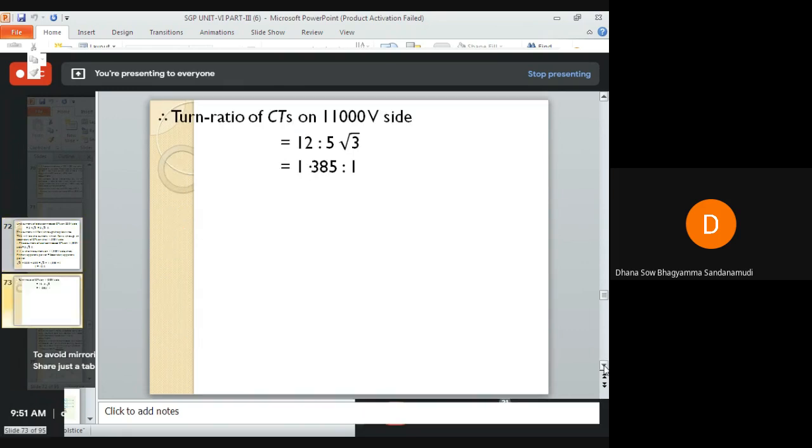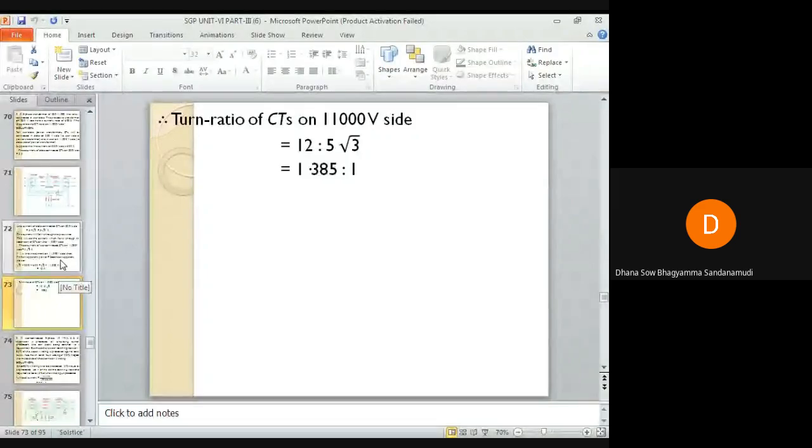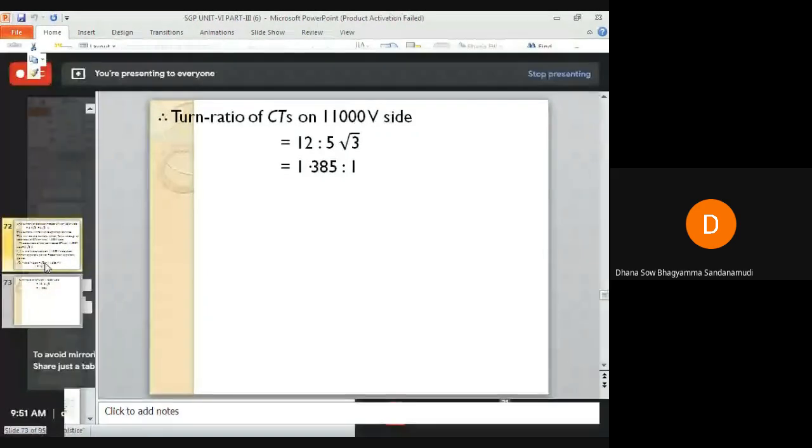Okay, if you know I, you can calculate the turns ratio similar to your previous problem. So the CT turns ratio is what? 12 by 5 root 3. You just simplify it, and you will get 1.385 by 1, meaning 1.385 is to 1. This is the turns ratio of the CTs on the 11 kV side. Just write it down.